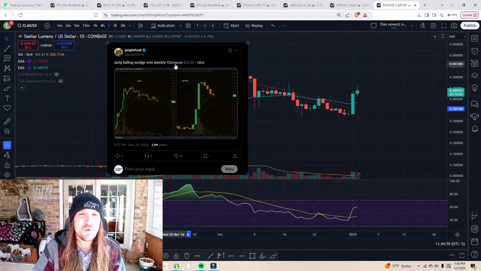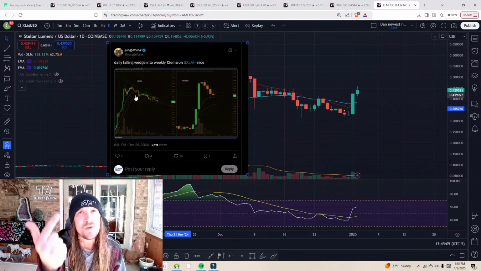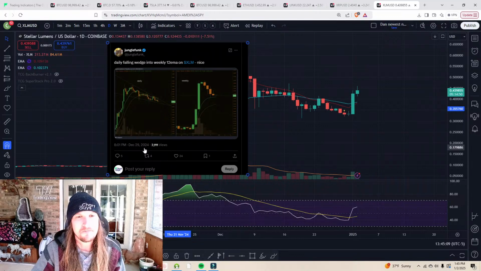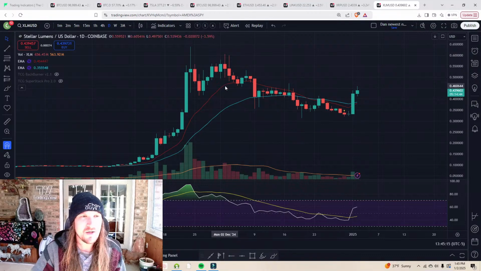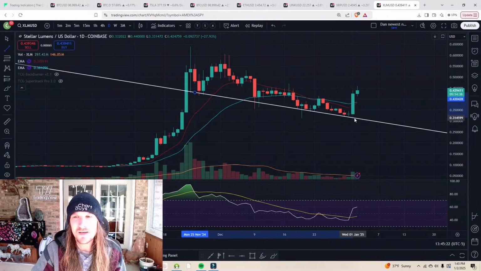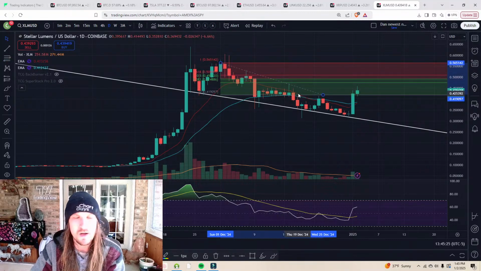Daily falling wedge into weekly EMA 12 on XLM. He's talking about the confluence of signals. Weekly high or low is the most likely scenario. Weekly EMA 12 is support. Daily falling wedge is a bullish pattern. And it broke out perfectly. I didn't even see him make that post, and posted about the falling wedge a bit later the next day. But a big time breakout from that falling wedge.